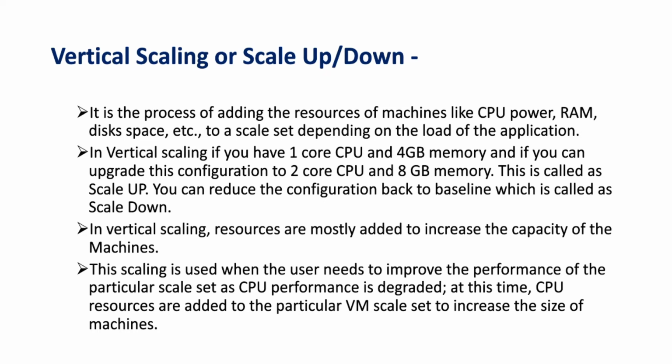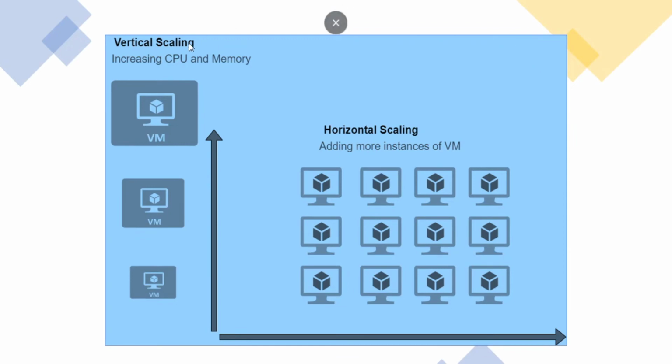CPU resources are added to the particular VM scale set to increase the size of machines. So this is called horizontal and vertical scaling basically. In this particular image, as we can see here, this is the option of vertical scaling. Here we have a small size of virtual machines, and gradually we are increasing the size of virtual machines. What we are doing here, we are adding more disk, more CPU, more RAM. This is called vertical scaling. And in horizontal scaling, what we are doing, we are adding the number of virtual machine instances. This is called horizontal scaling.